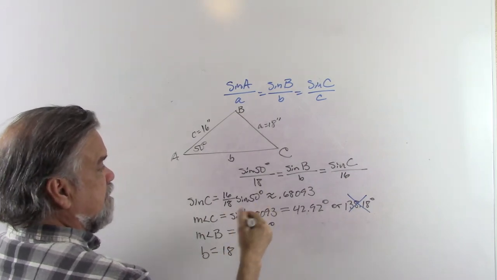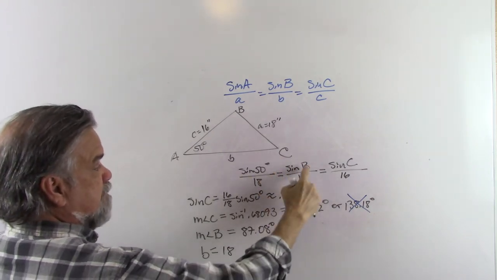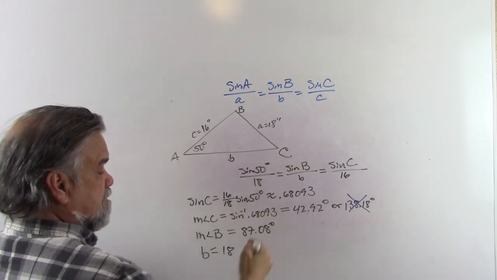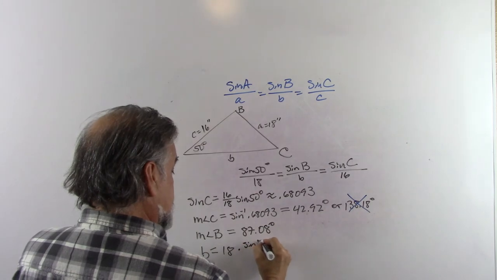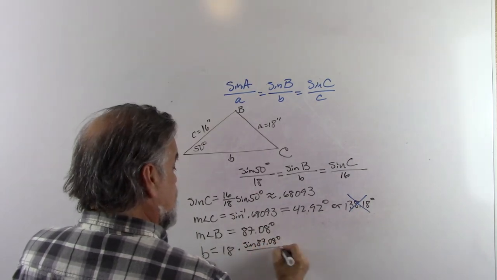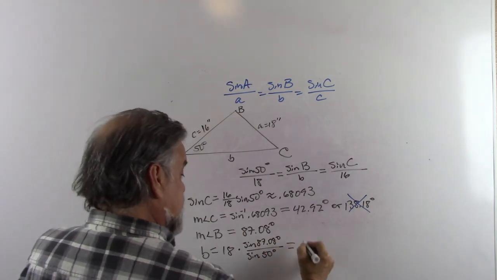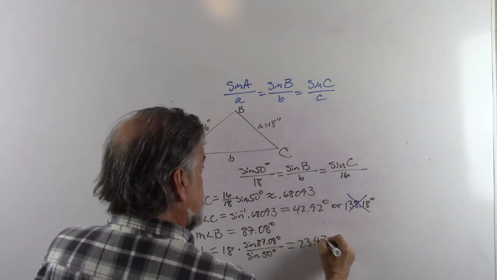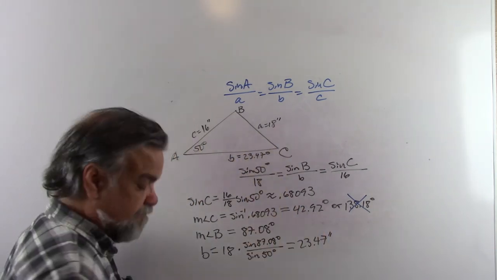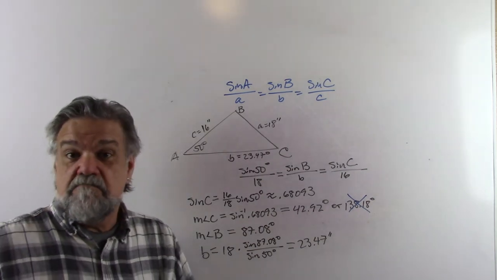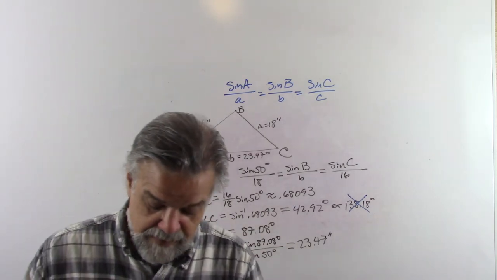Now I'm looking at these two fractions, and I know that B is the sine of 87.08. So it's going to be 18 times the sine of 87.08 degrees over the sine of 50 degrees. And for that, I get 23.47 inches. Okay? So, that was good. That time I got lucky. I found exactly what the triangle had to be.